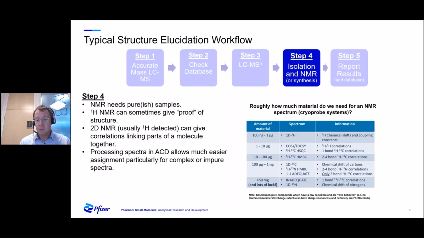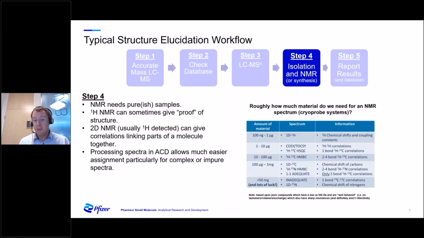So proton NMR can sometimes give a proof for structure on its own, but more usually we'd use 2D NMR techniques, usually proton detected, to give correlations linking parts of a molecule together. Now, here is an example of some of the 2D experiments we might use, ranging from a standard proton 1D experiment, which we could probably get away with 10 to 50 nanograms of material for, all the way up to an INADEQUATE or a direct detect 15N experiment, where you're going to need a teaspoonful of material and a shed load of luck.